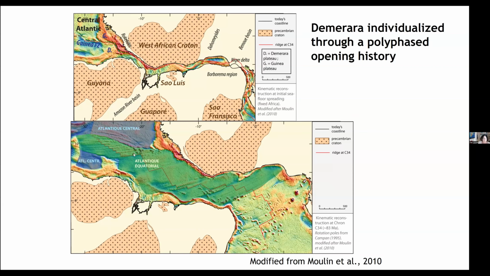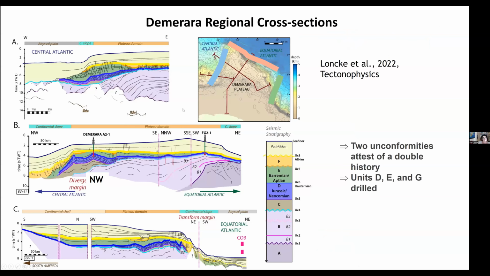So those plateaus record a double history. This is very clear when you have a look at regional cross sections. You see here first two cross sections, which are crossing the Demerara plateau towards the Jurassic Central Atlantic. And what you see very clearly is that there are two breakup unconformities. The first one here in blue is Jurassic in age, and you can see another unconformity here, which is Upper Albian in age, and which is consistent with the opening of the equatorial Cretaceous Atlantic.